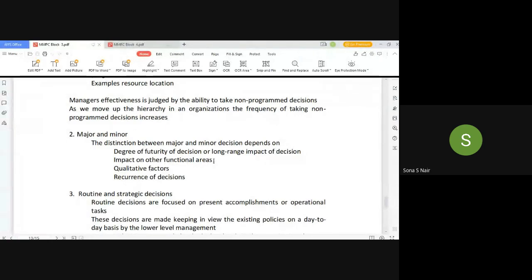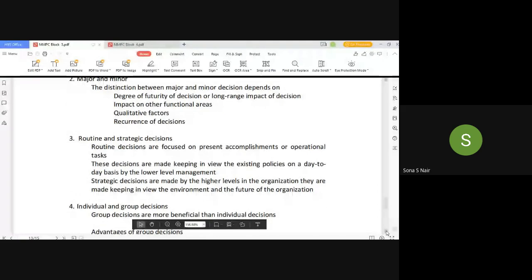If a decision is to be made on a recurring, repetitive basis, then it is a minor decision. Now, this same classification can be converted into another terminology, which is routine and strategic decisions. Routine decisions are programmed decisions. We'll come back later. Routine decisions are focused on present small operational tasks. These decisions are made keeping in view the existing policies on a day-to-day basis by the lower level management. And strategic decisions are made by the high levels of the management.